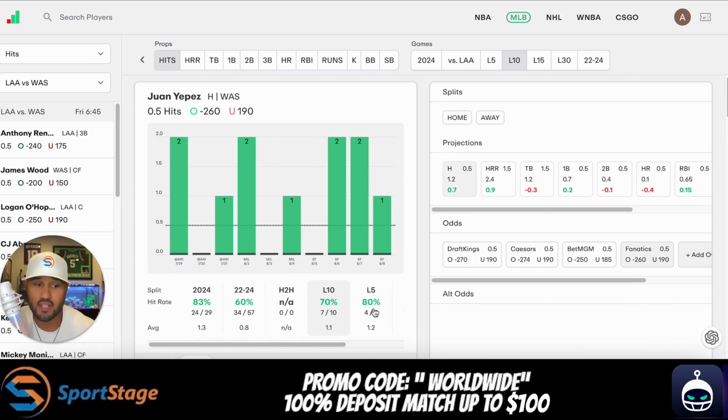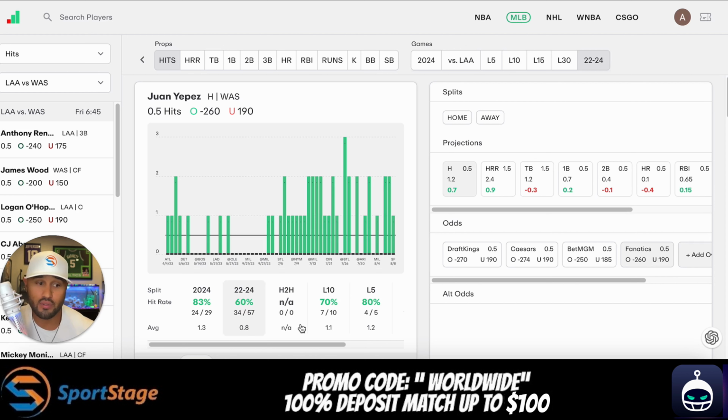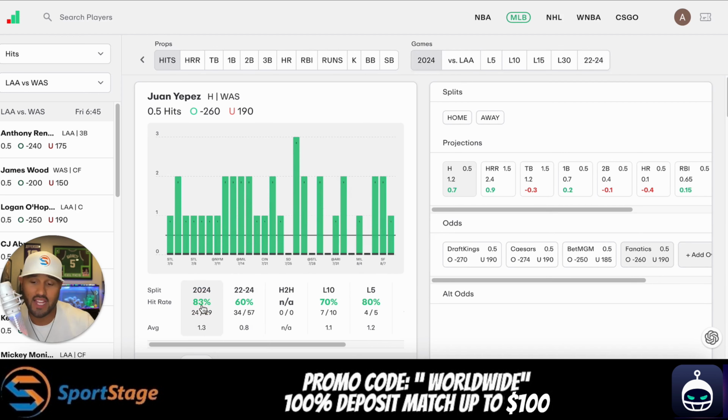7 of his last 10, over it. 4 of his last 5, over it. 2022 through 2024, over 2 seasons, he's at 60% over this. Dude just gets hits, right? I don't know what else to say about this pick. Hit that one, lock it in.